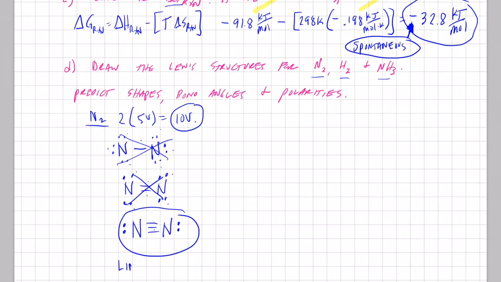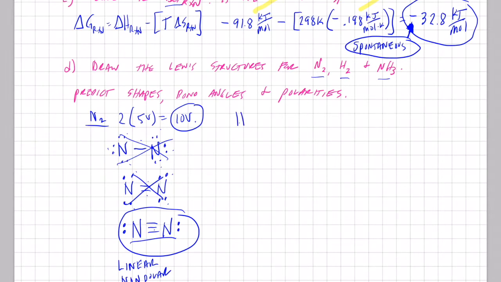Its shape is linear. There are only 2 atoms in it, so it has to be linear. The bond angle, well, it's just 2 atoms. I guess we could say it's 180. And the polarity would be nonpolar. Right? They're the same atoms and they're sharing those electron pairs exactly evenly.